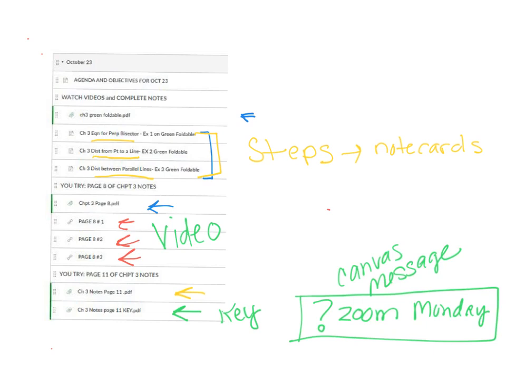If I'm not getting a lot of questions, because this is pretty clear because you've gone through and memorized your steps, then we won't have a group Zoom on Monday.